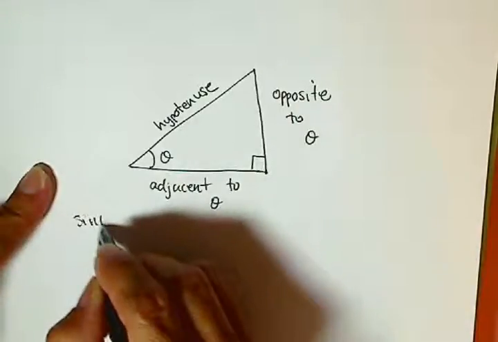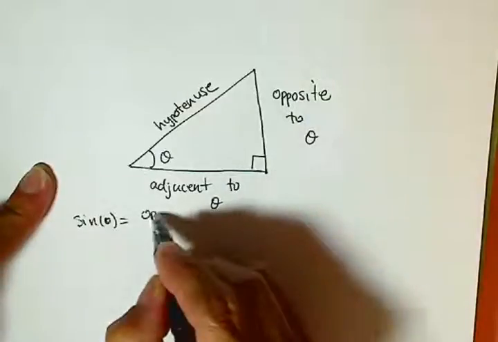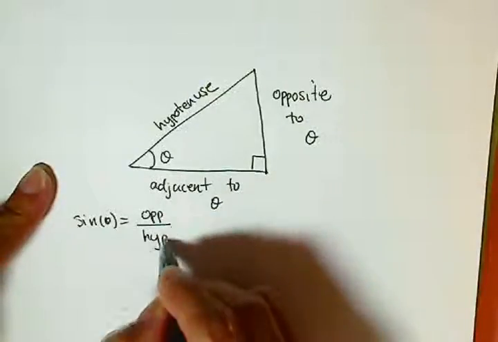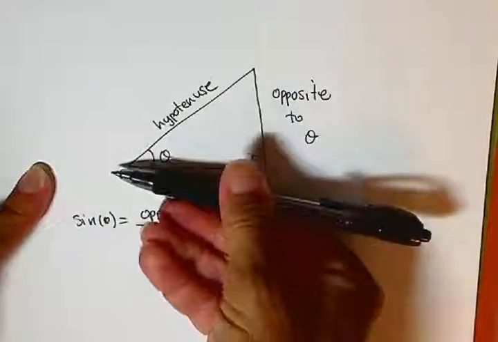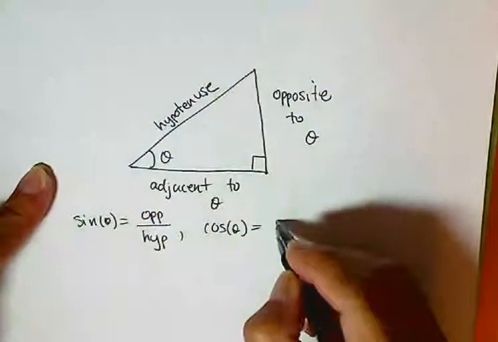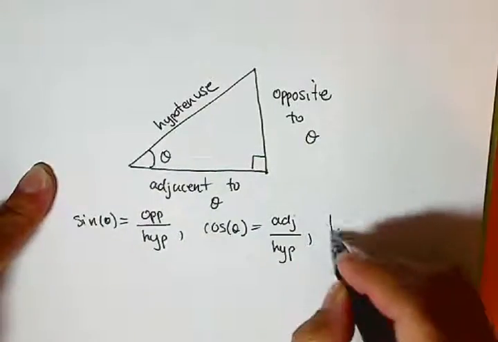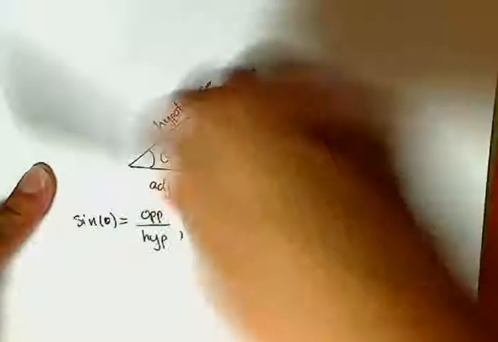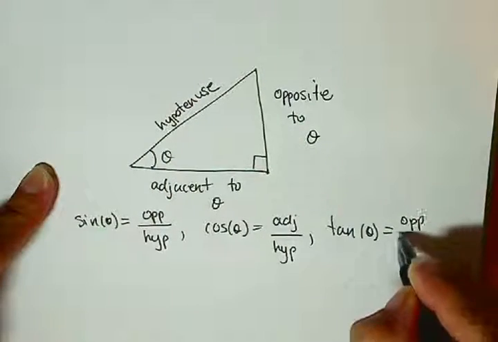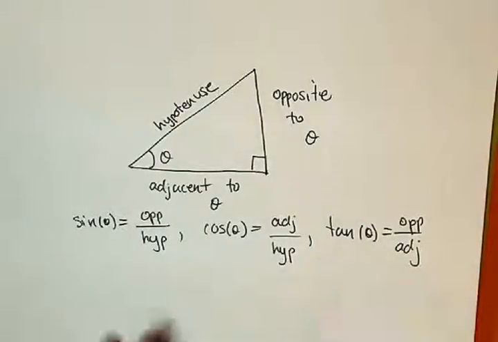Now we can talk about those ratios relative to these new names. The sine of theta is equal to this side over this side, or opposite over hypotenuse. The cosine of theta is equal to adjacent over hypotenuse. And then the tangent of theta is equal to opposite over adjacent. All right, this is going to be important to remember as well.